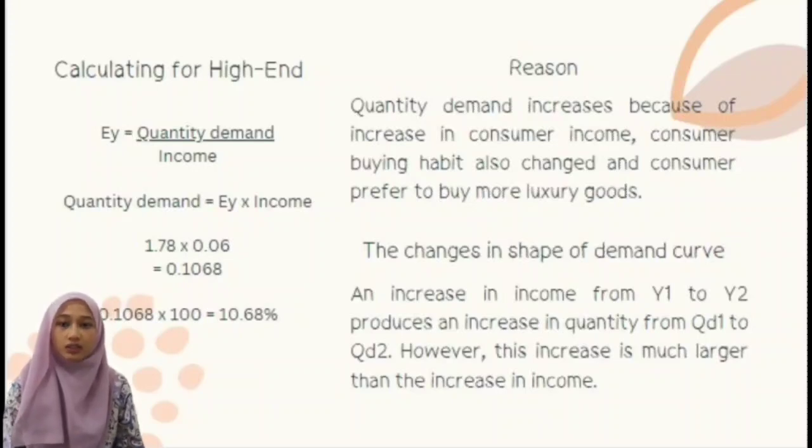We use the same formula for high-end furniture, and we get 0.1068, and we change it into percentage also. We get 10.68%. The reason the quantity demand increases is because of the increase in consumer income. Consumer buying habits also change, and consumers prefer to buy more luxury goods. The change in the demand curve and increase in income from Y1 to Y2 produce an increase in quantity from QD1 to QD2. However, the increase is much larger than the increase in income.